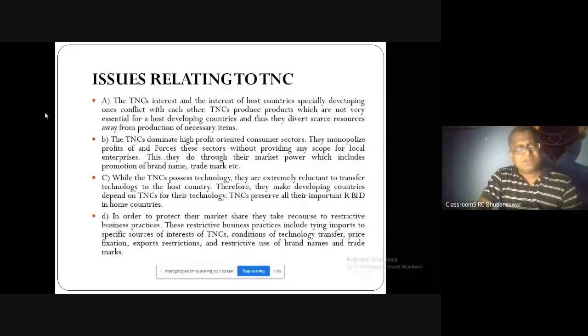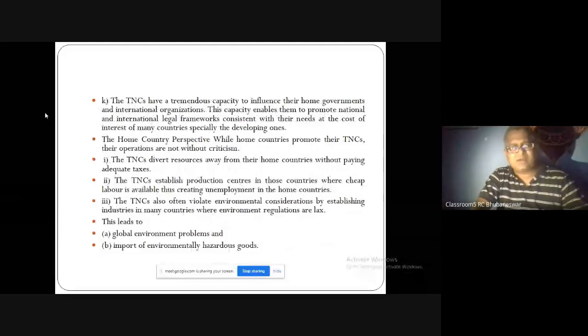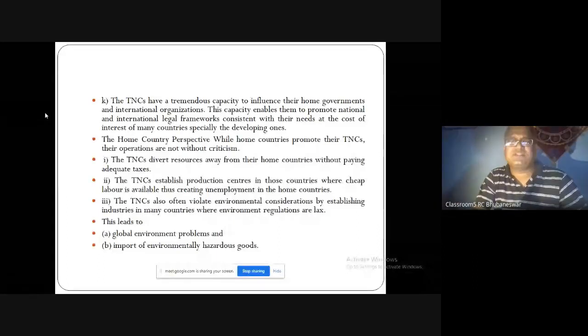Some other points are there too. You see in my PPT there are different types of transfer pricing methods. Another one is proper channelizing of the method. These are some of the competitive ways through which a TNC can prosper, and to a certain extent they are internationalized organizations promoting their national or international legal interests. These are some of the issues.